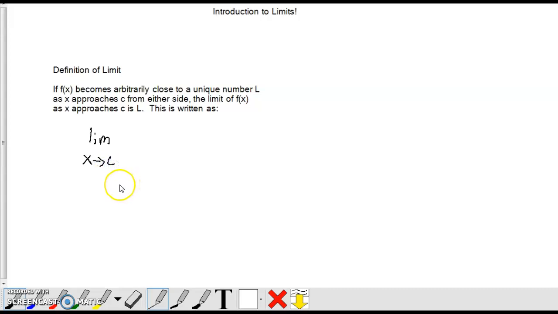Okay, and we want to do it from both sides. Sometimes you might have Googled what a limit is, and you'll see a plus or a minus up there. That has to do with coming from one side or another. We'll get to that in another video. But again, as x approaches c, whatever your function f of x is, it's going to equal L. Okay, that's basically what this is saying.